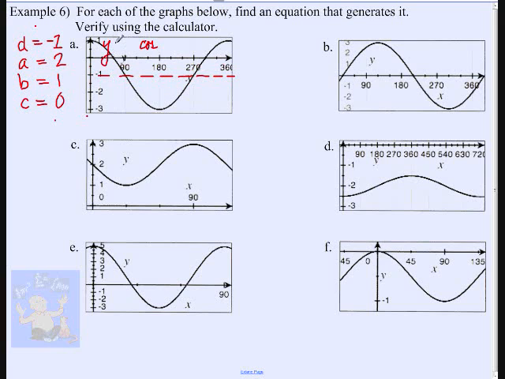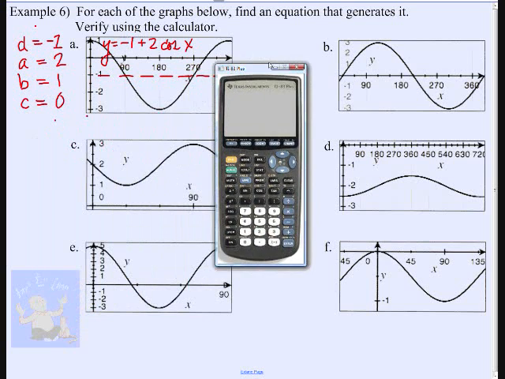So I've got y equals negative 1 plus 2 cosine x. Oh, that's kind of messy. I got lazy. I should have just written the whole thing out fresh. Sorry. It's y equals negative 1 plus 2 cosine x. Let's try it on our calculator to make sure we've got it right.